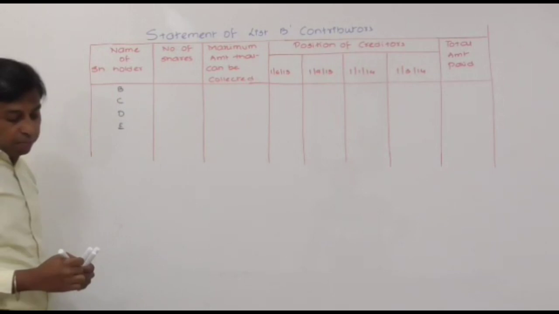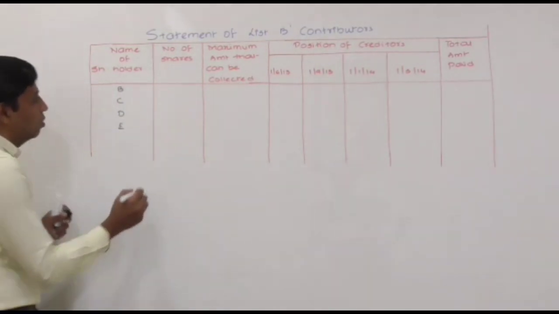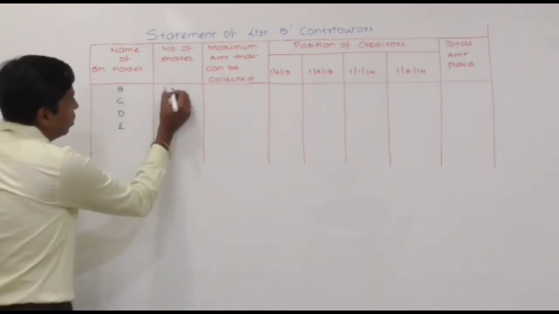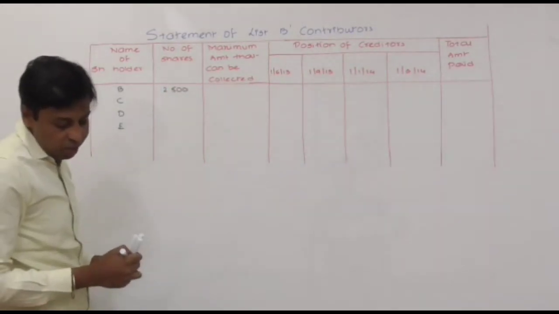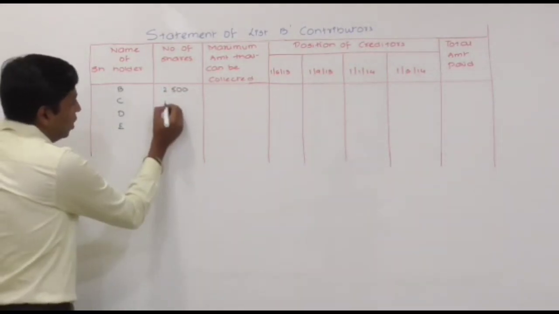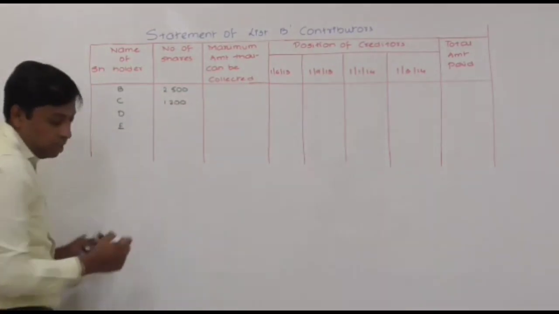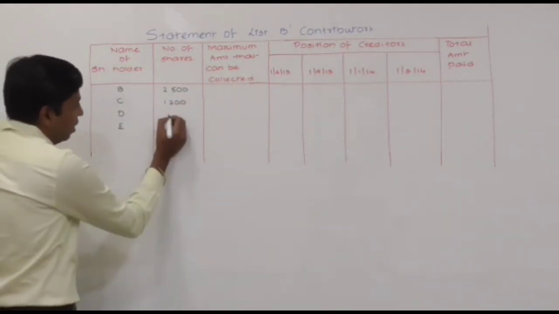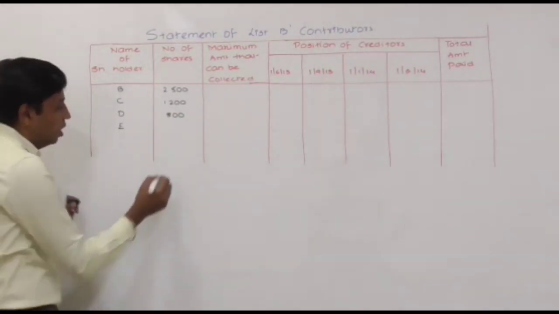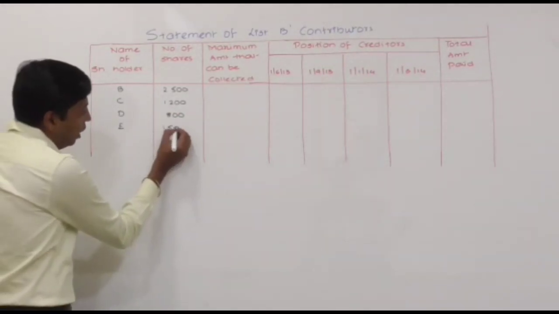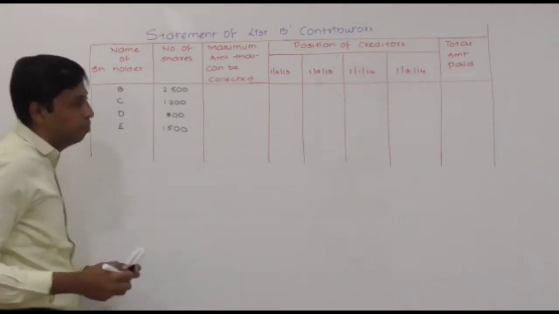Now as you can see the number of shares column, the number of shares for B is 2500. So we write number of shares 2500. C is 1200. So we write 1200. D is 800. So we write 800. And E has shares of 1500. So we write 1500. Total लेने का जरूरत नहीं, this column total is not important.